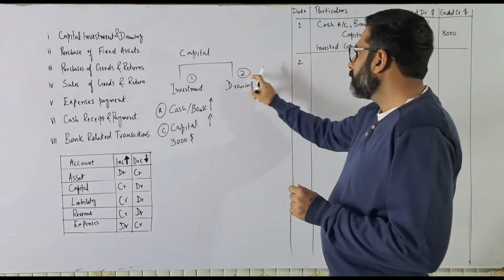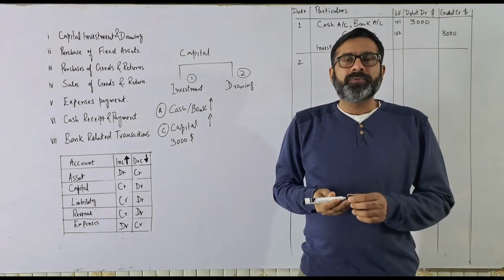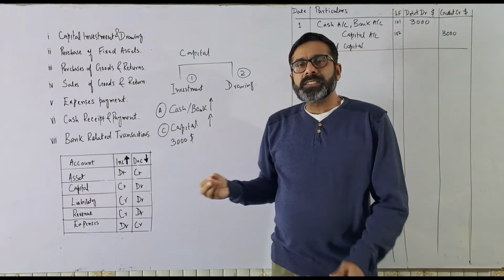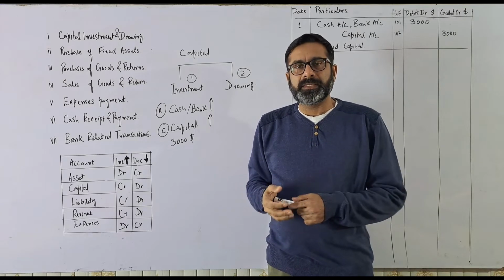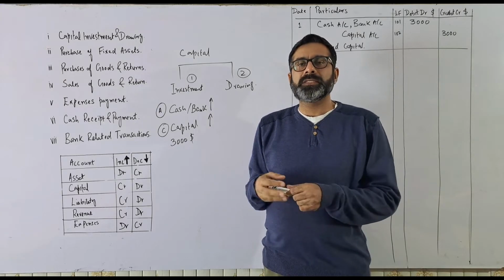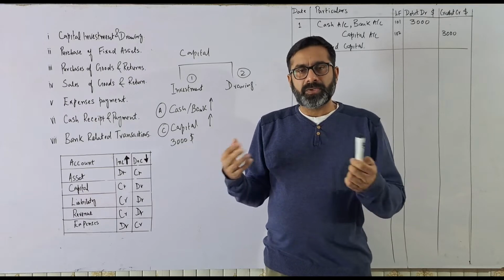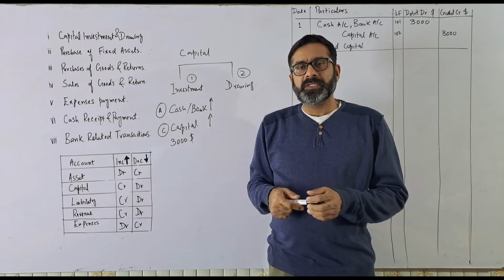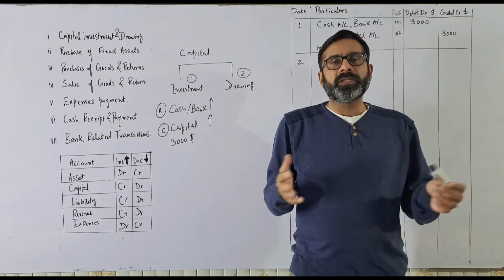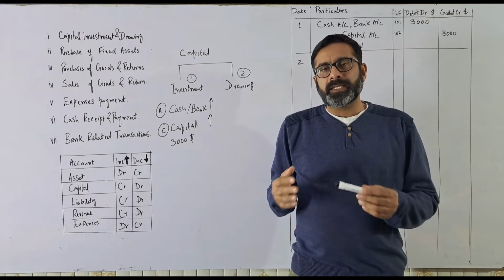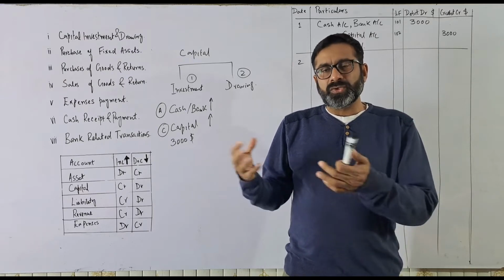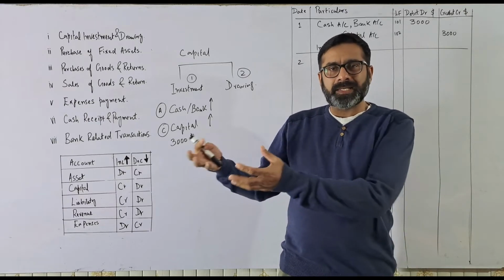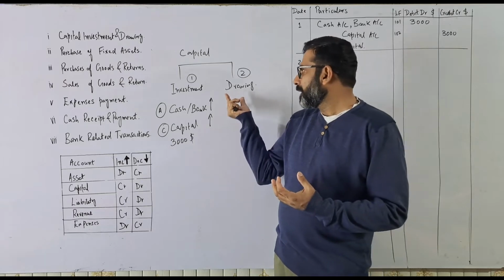Now the second transaction is related to drawing. We have to go through the concept of drawing. A person invests money in the business. Why has he or she invested? Because they want to earn profit. Why do they want to earn profit? Because they want to run their daily and personal expenses. After one, two or three months, when the business has started and is growing, they will use some of the money from the business for personal expenses, so they can get something out of the business. That is called drawing.